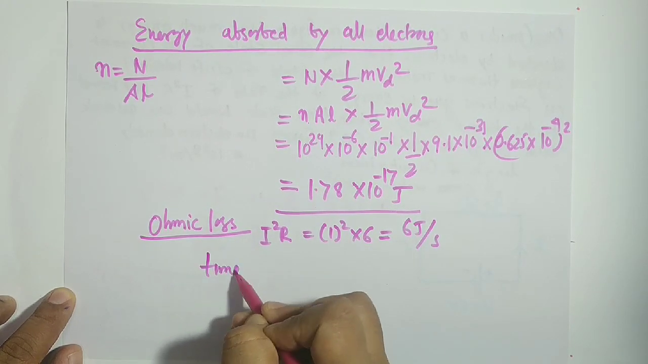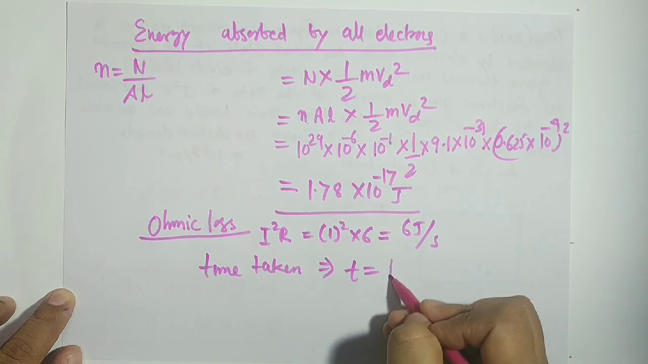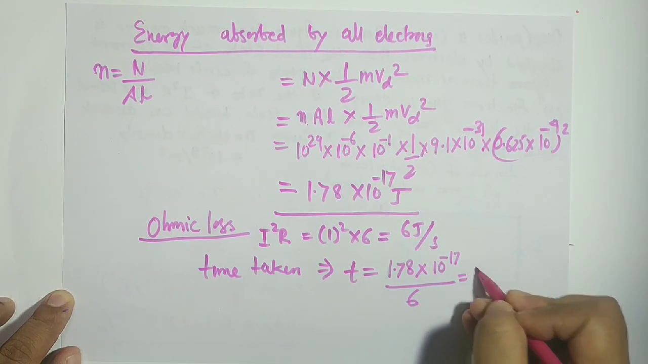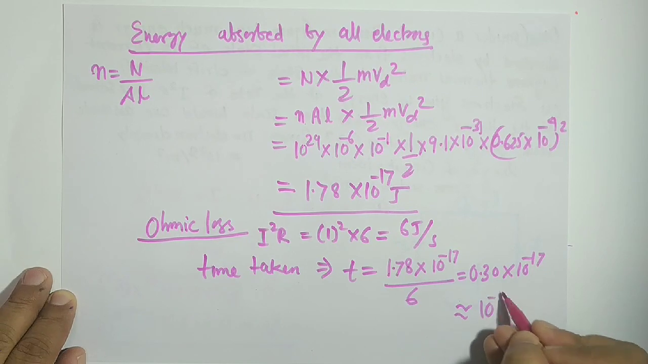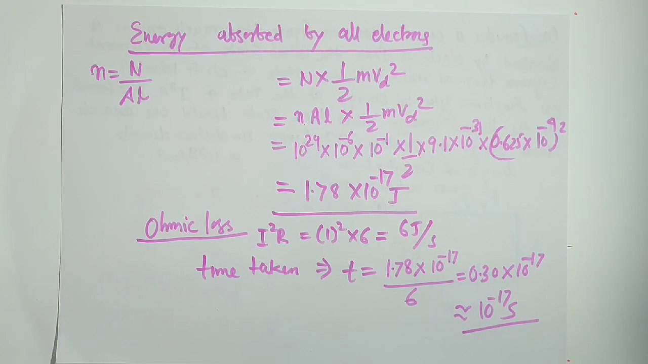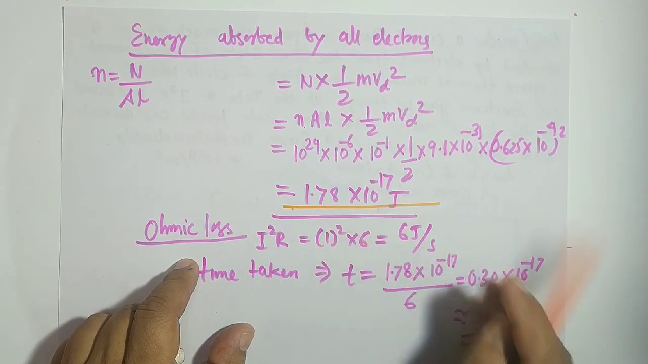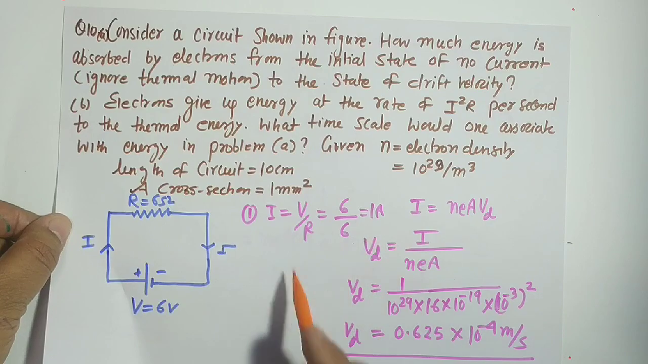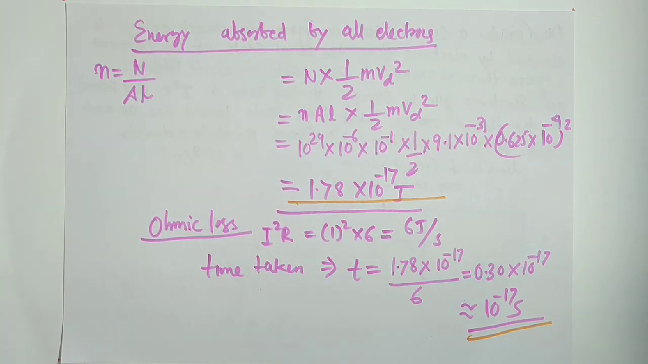So we will find out the time taken. Time taken will be what? T equal to total energy divided by per second energy, that is 6. So you calculate it, it becomes something like 0.30 into 10 to the power minus 17. That means nearly 10 to the power minus 17 second. So this is how we can get the time and how we can get the energy. This was the question for the drift velocity and all these things. You got the drift velocity and then you calculated total energy and then energy loss. So all these questions were from the exemplar, very important questions.